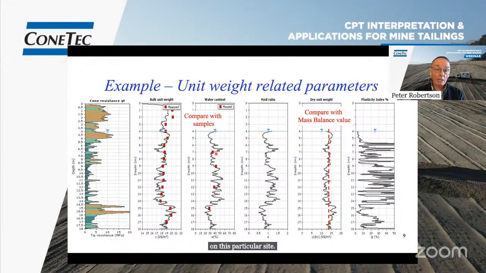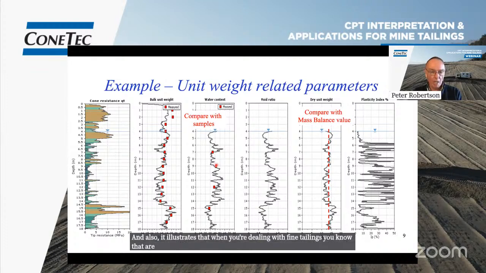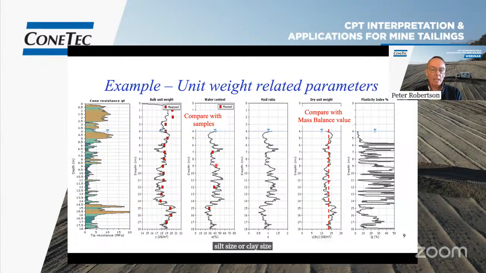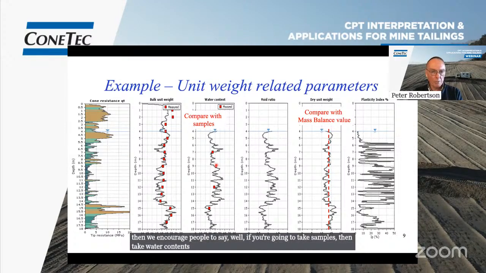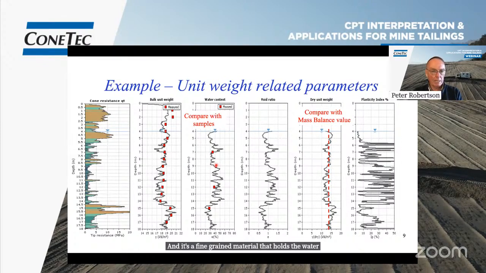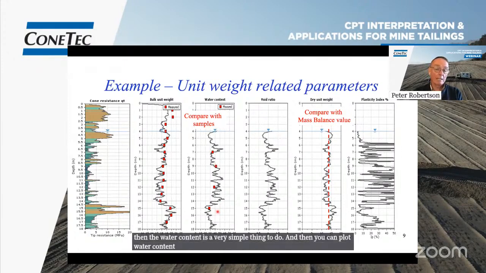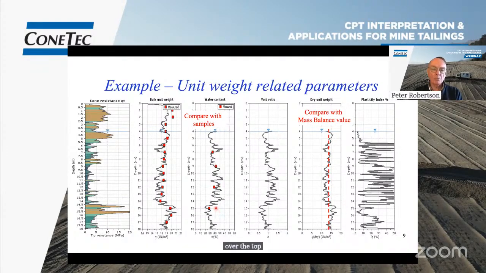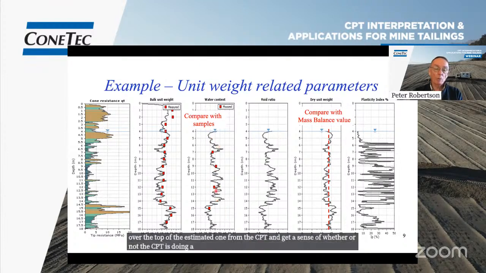And also, it illustrates that when you're dealing with fine tailings that are silt size or clay size, we encourage people to say, well, if you're going to take samples, then take water contents. Because if you're below the water table and it's a fine-grained material that holds the water, then the water content is a very simple thing to do. And then you can plot water content and overlay it over the top of the estimated one from the CPT and get a sense of whether or not the CPT is doing a reasonably good job and giving you a reasonably good picture of the variability.